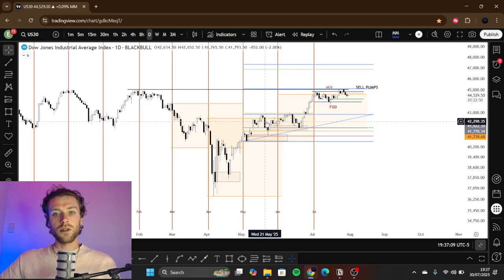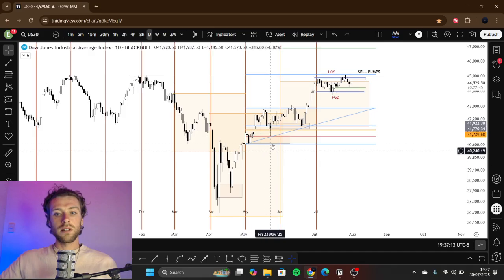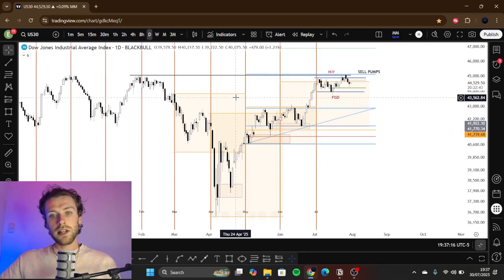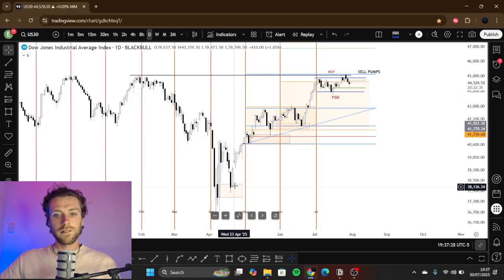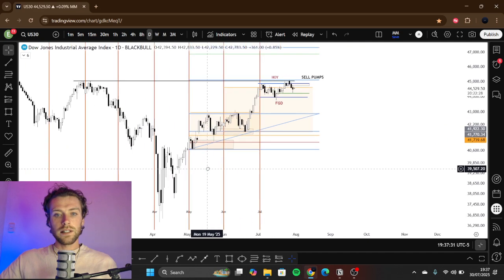pull back. So at this point now, we don't know whether we're going to be reversing to the other side of the range or we're going to continue. So we wait. It shows us that it has intent to go higher. This then, we can get rid of this. This is our new monthly range.